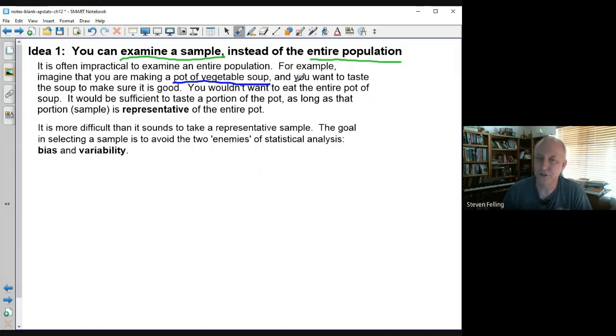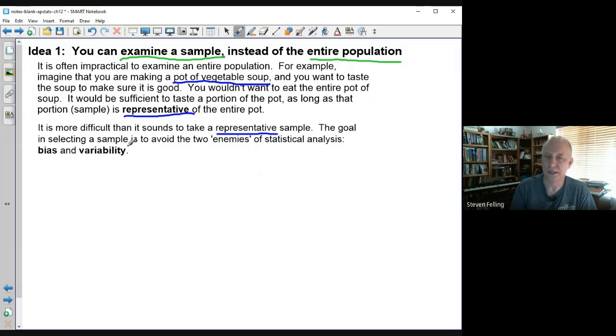It would be sufficient to just dip a spoon in there, take a sample out of the soup, and then just taste the sample. And as long as the sample tastes good, you're reasonably confident that the whole pot of soup tastes good, right? As long as that sample, that spoonful, is representative of the whole sample, or the whole population of the soup in the pot. Right now, it is actually more difficult than it sounds to take a representative sample, right? Easy to take a sample, hard to take a representative sample.